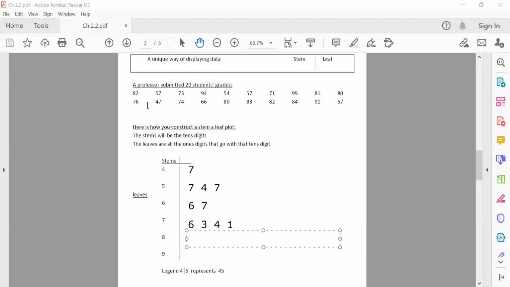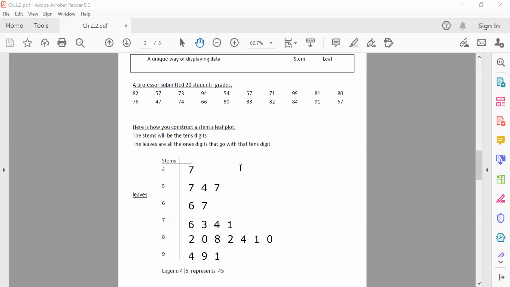So in the 80s, we've got 82. We've got 80, so we'd put a 0 here. 88, 82. Excuse me. 82, 84, 81, and another that's just 80 itself. And then finally in the 90s, oh, let's see, 94, I see, 99, and a 91. So this would be our stem and leaf plot.